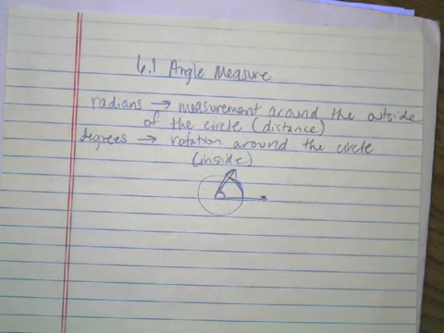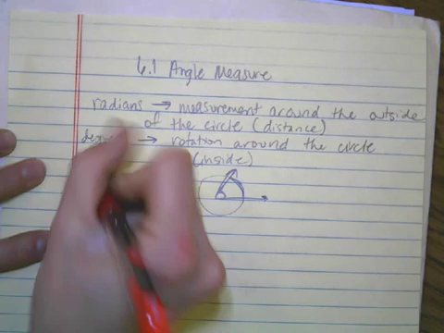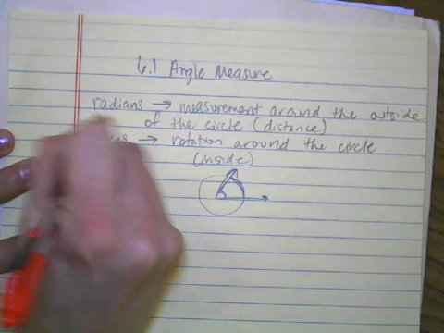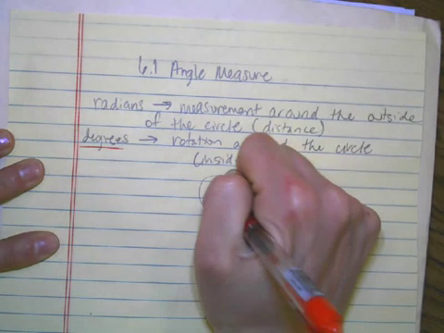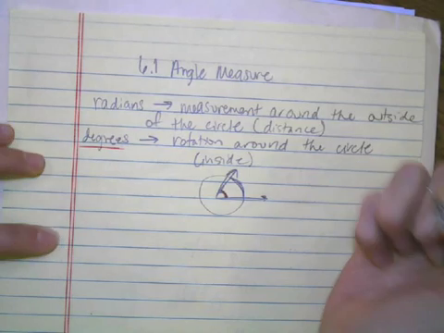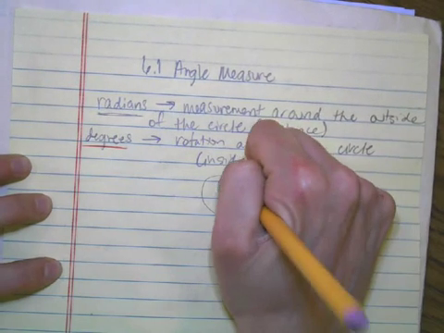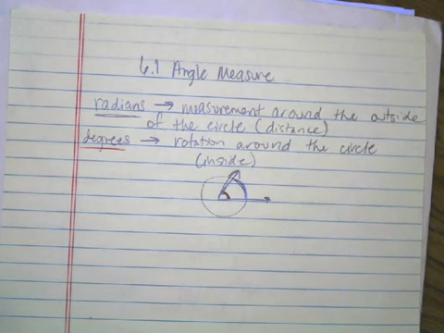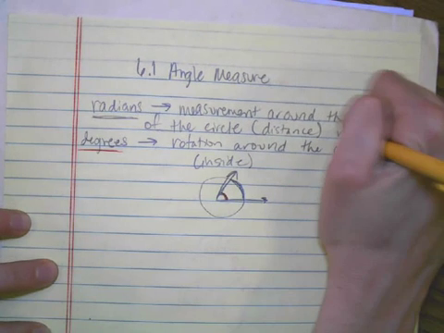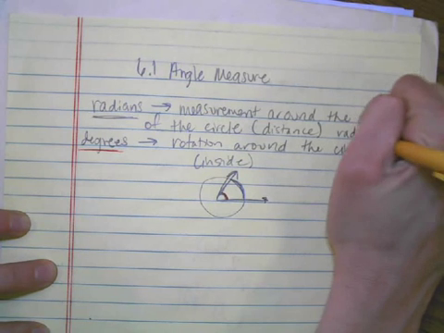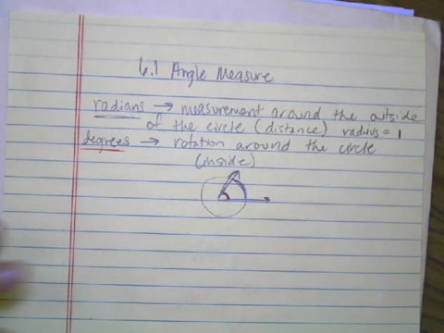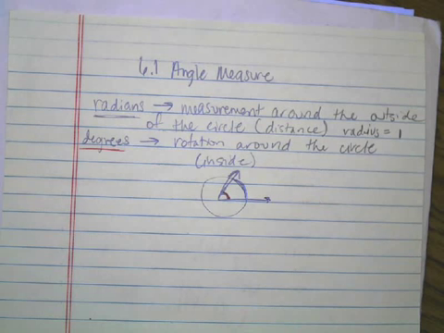So, degrees refers to the rotation on the inside. Radians refers to the distance on the outside. That's if your radius is equal to 1, which is what we had last time because we were talking about the unit circle. So, there is a relationship between the two.